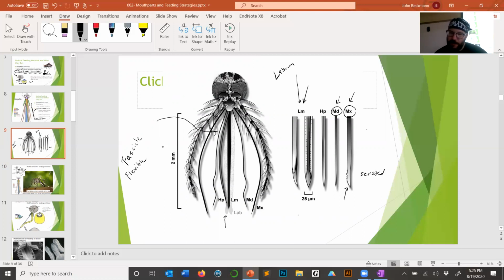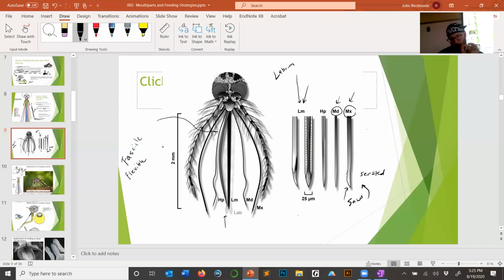Okay, so you can see here, I've made them jagged and sharp. Serrated and sharp. And the mosquito actually saws your skin, so it doesn't just stab you. It saws with the serrated maxillary stylets.